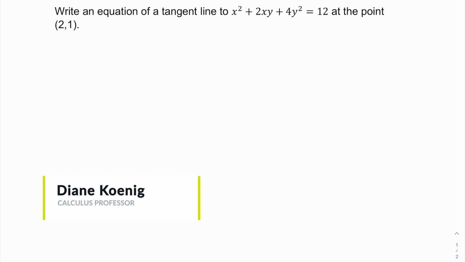Welcome to the video on how to write the equation of a tangent line to a mathematical relation at a given point. For this problem, we are asked to write the equation of the line tangent to x squared plus 2xy plus 4y squared equals 12 at the point (2, 1).